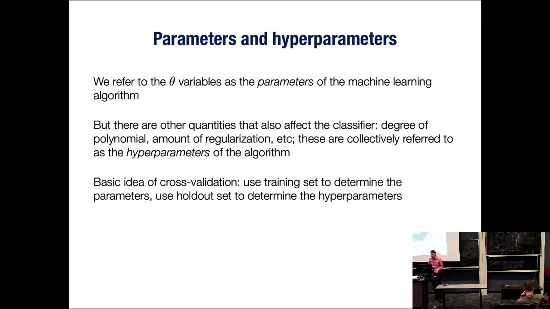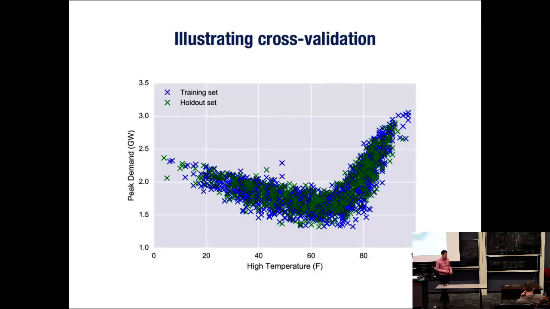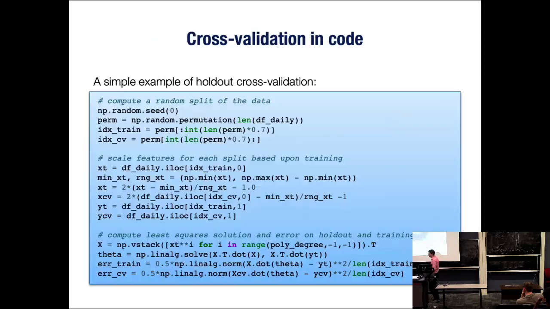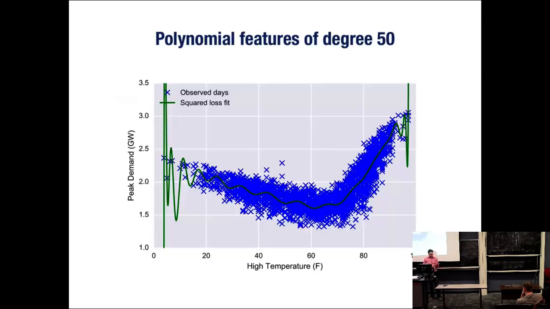I've here created a 70-30 split of our electrical consumption data set. In blue, I'm showing, so this is exactly the same data as I had here. It's just now I'm coding it either blue or green. Blue if it's in the training set, or green if it's in the holdout set.